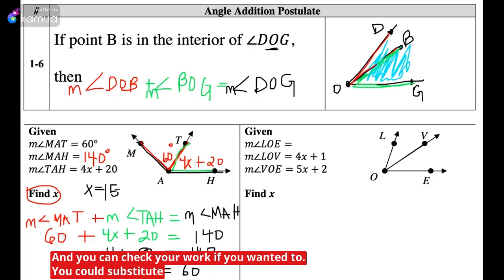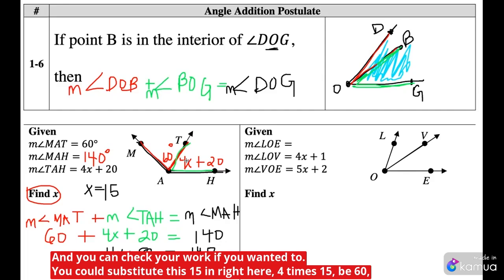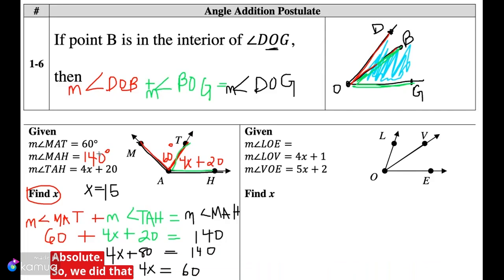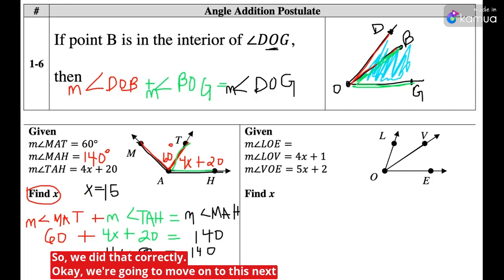And you can check your work if you wanted to. You could substitute this 15 in right here. 4 times 15 would be 60. 60 plus 20 is 80. And then you ask yourself, is 80 plus 60 equals 140? Absolutely. So we did that correctly, okay? We're going to move on to this next example.